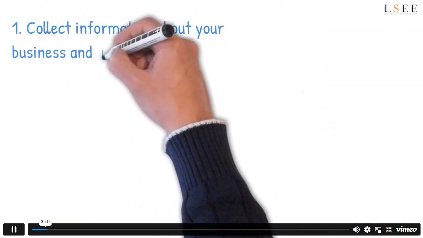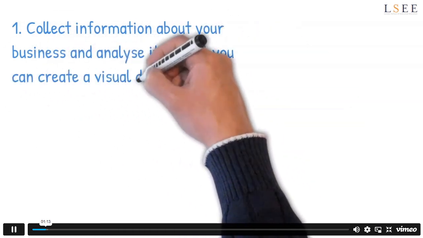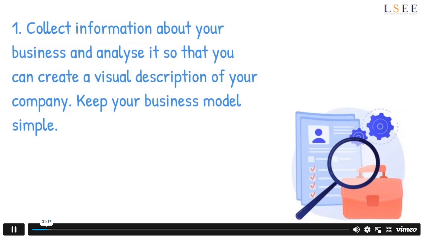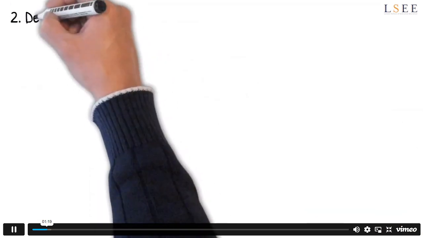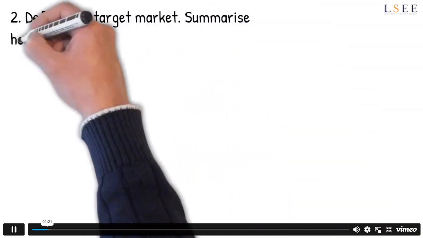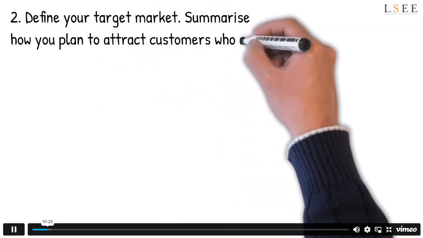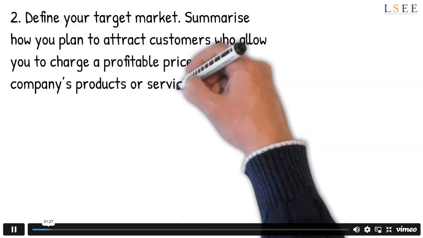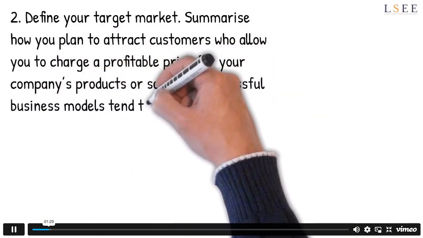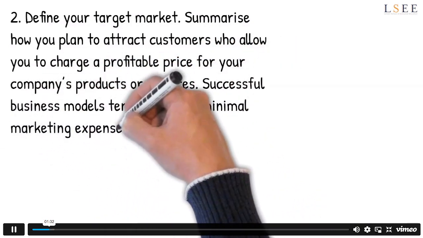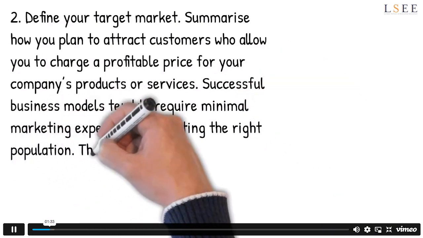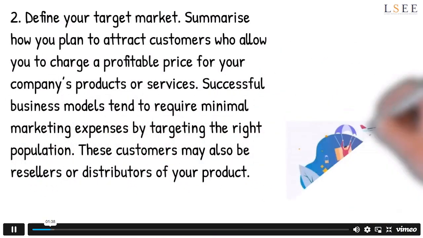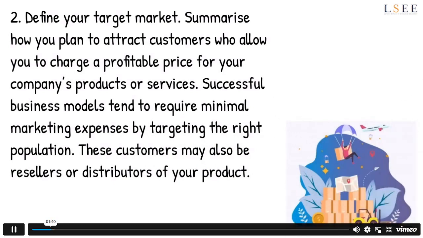1. Collect information about your business and analyze it so that you can create a visual description of your company. Keep your business model simple. 2. Define your target market. Summarize how you plan to attract customers who allow you to charge a profitable price for your company's products or services. Successful business models tend to require minimal marketing expenses by targeting the right population. These customers may also be resellers or distributors of your product.